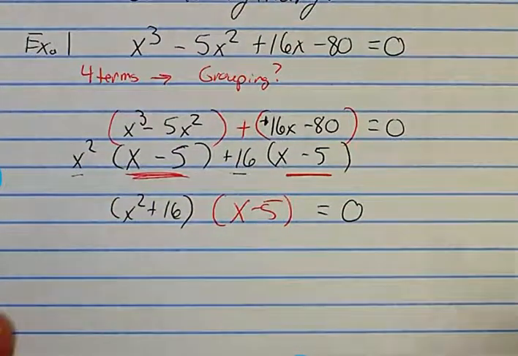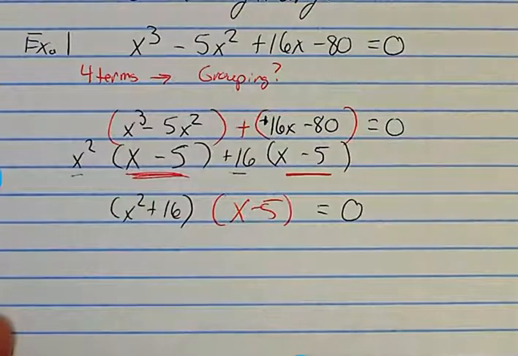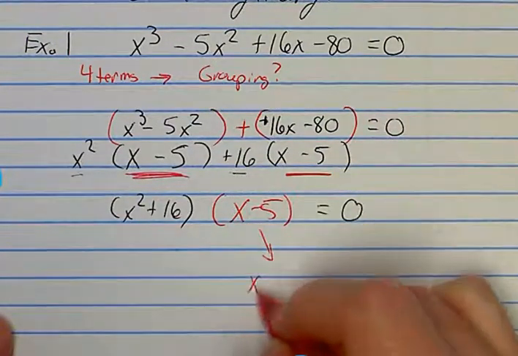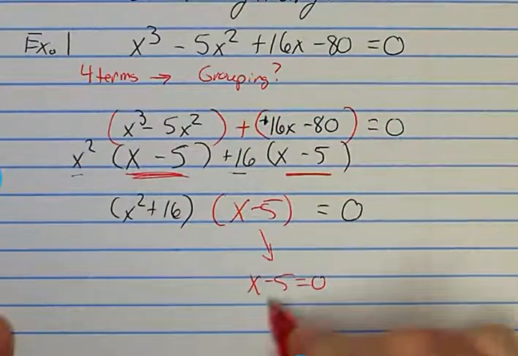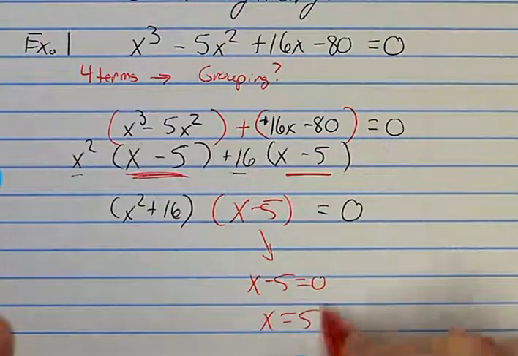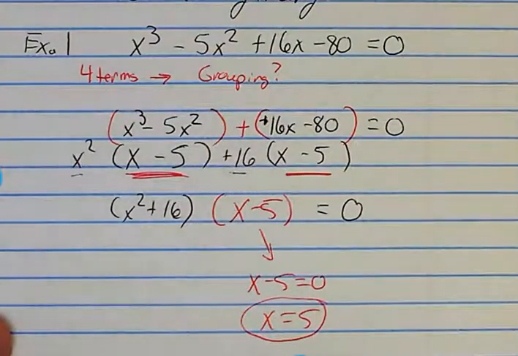Okay, now we've got two sets of parentheses. We can solve this one real easy. Just do x minus 5 equal to 0. We'll add 5 to both sides. So that's x equals 5.